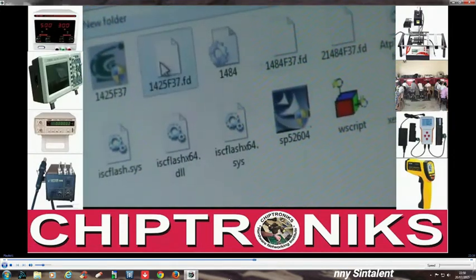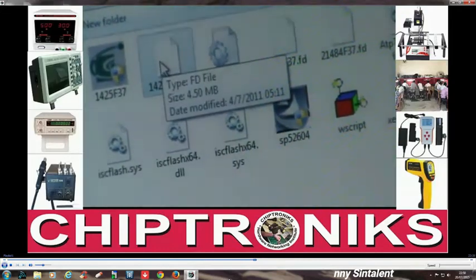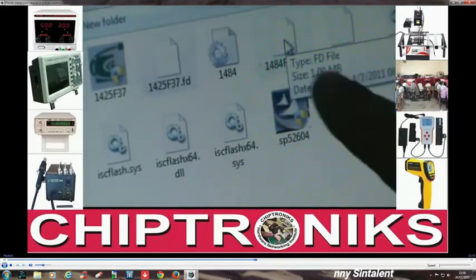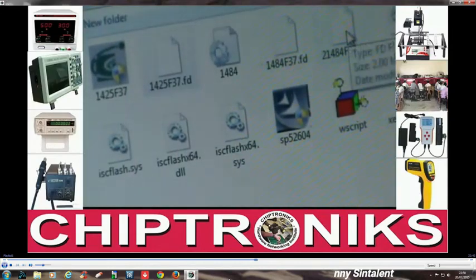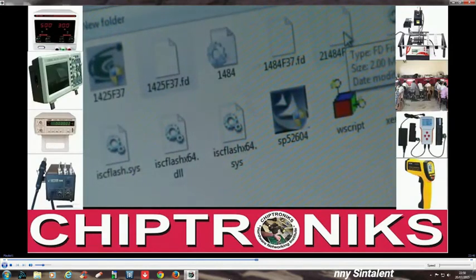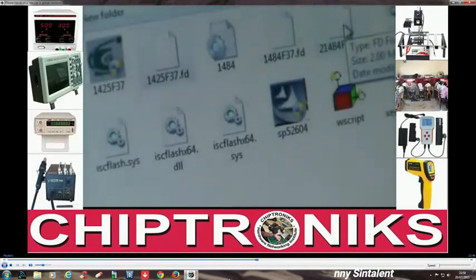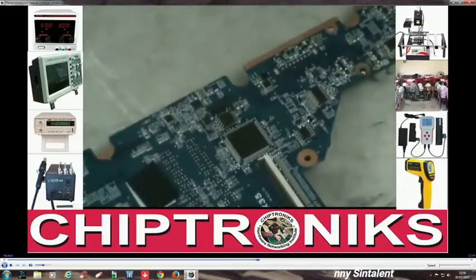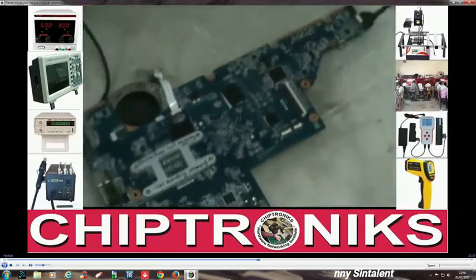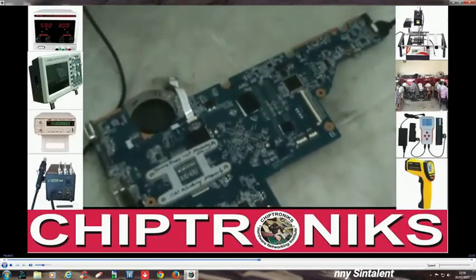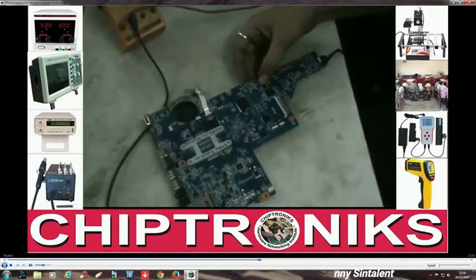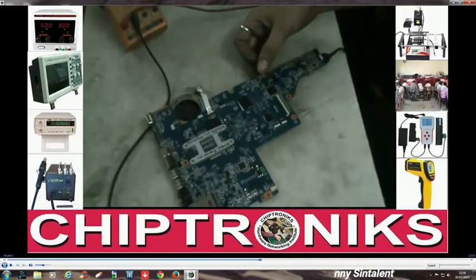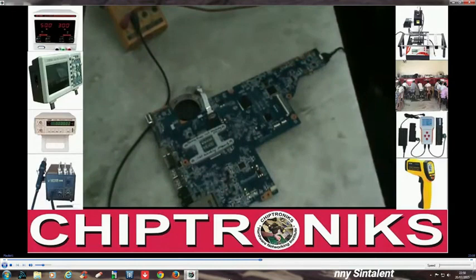Now this file size is 4.5 MB, and this file size is 1 MB, and this file size is 2 MB. Now what you need to do: first you remove the BIOS IC on the board, and then you get a backup of this file and you check which file size is present inside this BIOS IC. Then you decide which file you need, 1 MB, 2 MB or 4 MB.